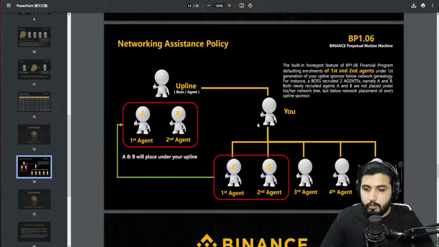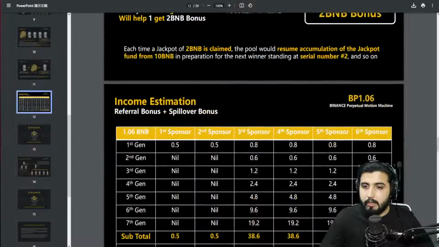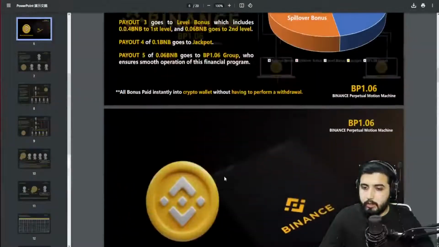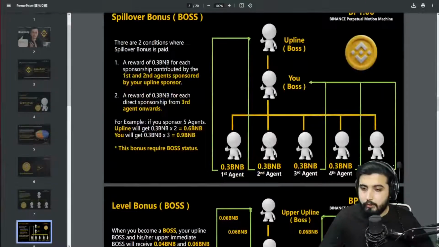So in this case, you can see this is us. We referred 5 people, but these 2 are not added in our place. They're added in the tree of the upline boss. And you can see this is also applied in the spillover bonus, which is right here.